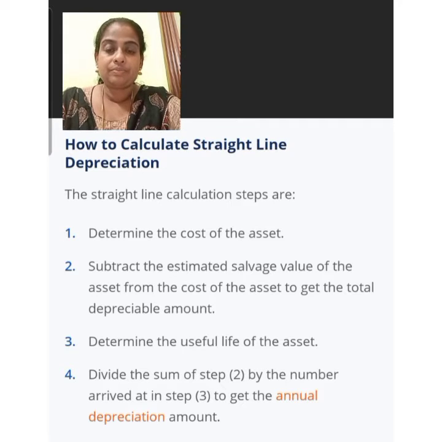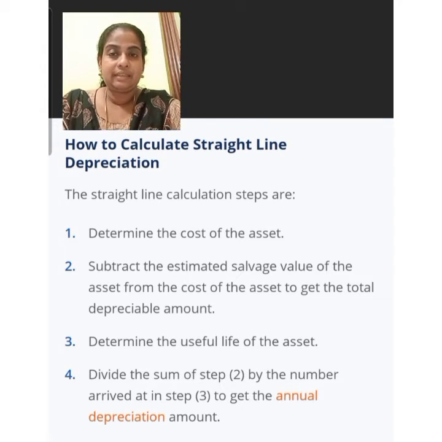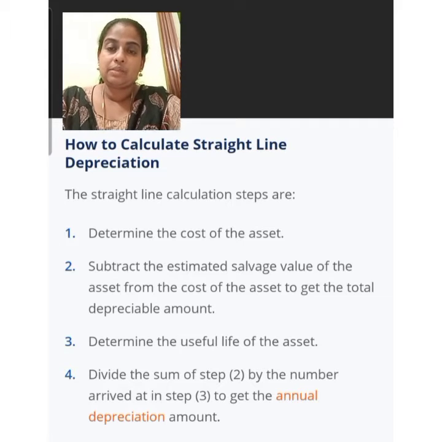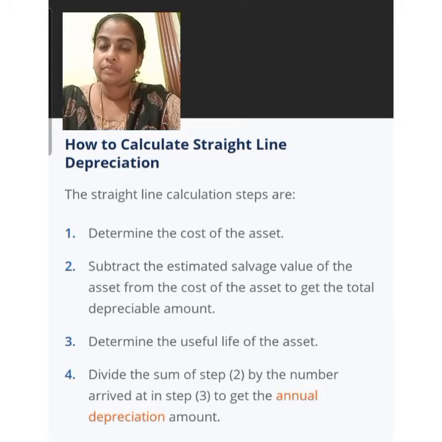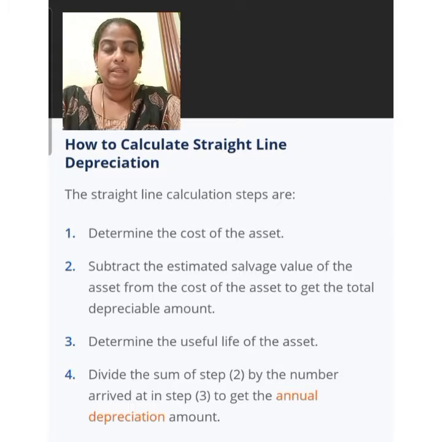Then divide the sum of step 2, that is the net amount of the asset, by the number arrived at in step 3, that is the estimated useful life of the asset, to get the annual amount of depreciation. Suppose the estimated useful life of the asset equals 10 years. The amount of depreciation will be the net cost of the asset divided by the estimated useful life, that is 5,50,000 divided by 10, that is 55,000, the amount of depreciation to be charged at the end of each year.